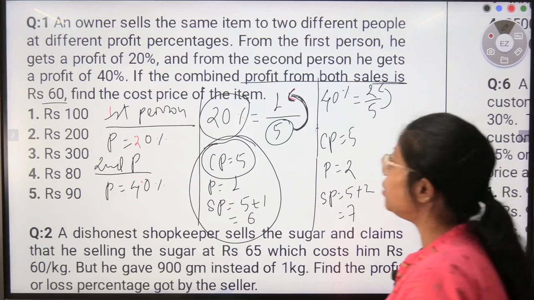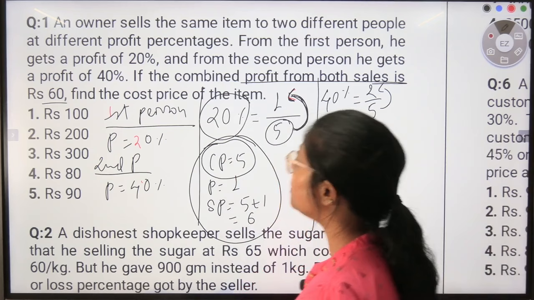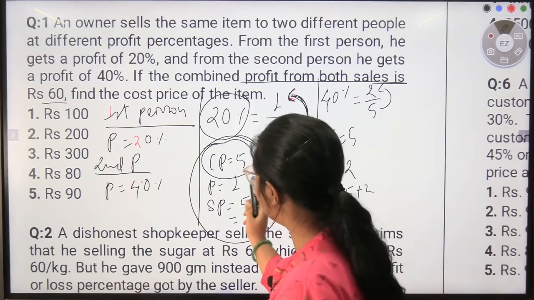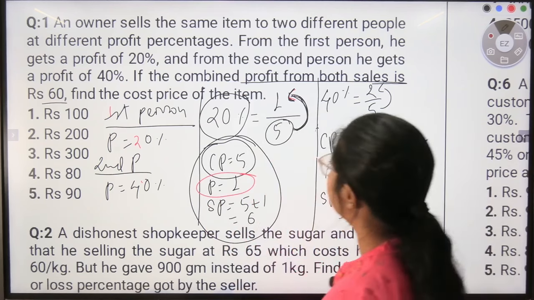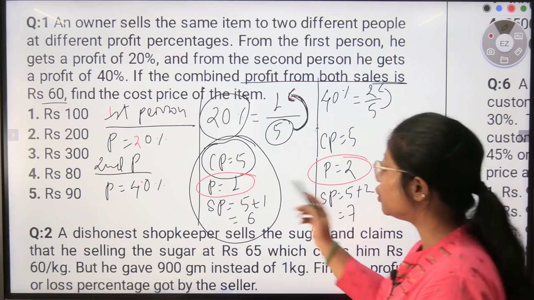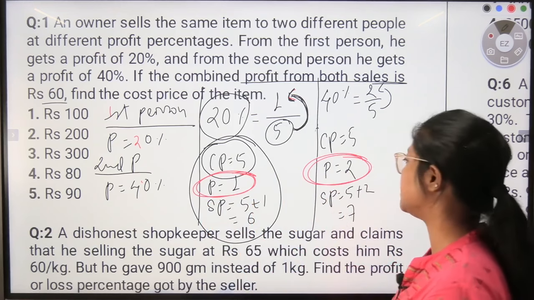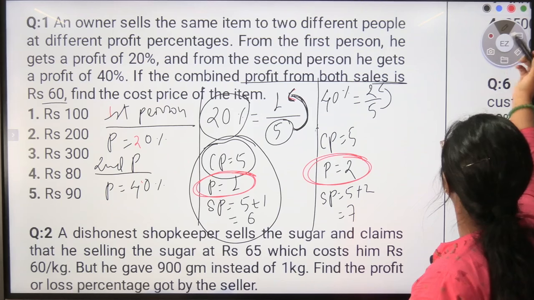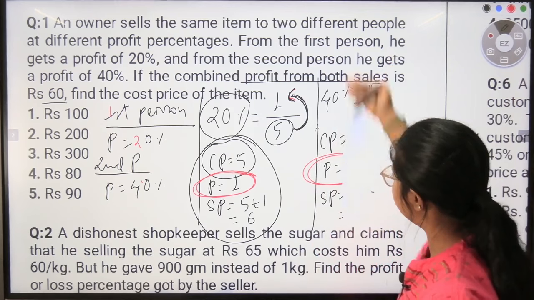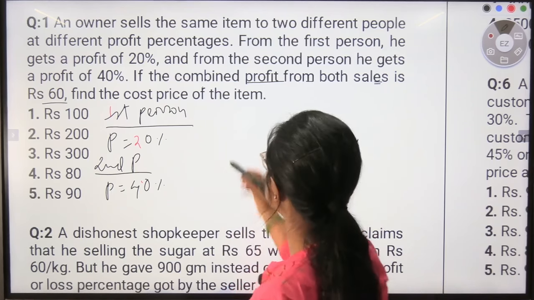Fine. Now you are given what? The combined profit from both the sales is rupees 60. Now you know in the ratio your profit was 1 for the first person and how much for the second person? 2, isn't it? So your profit was rupees 1 for your first person and 2 for your second person. That means if I consider my ratio values, then my profit becomes how much?